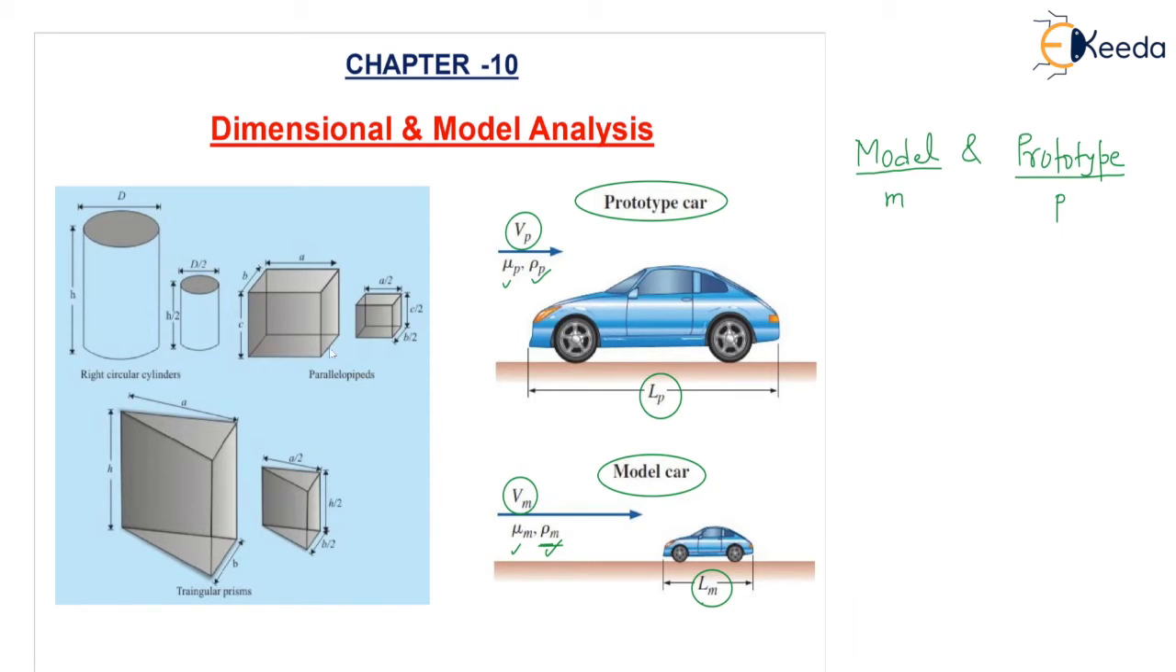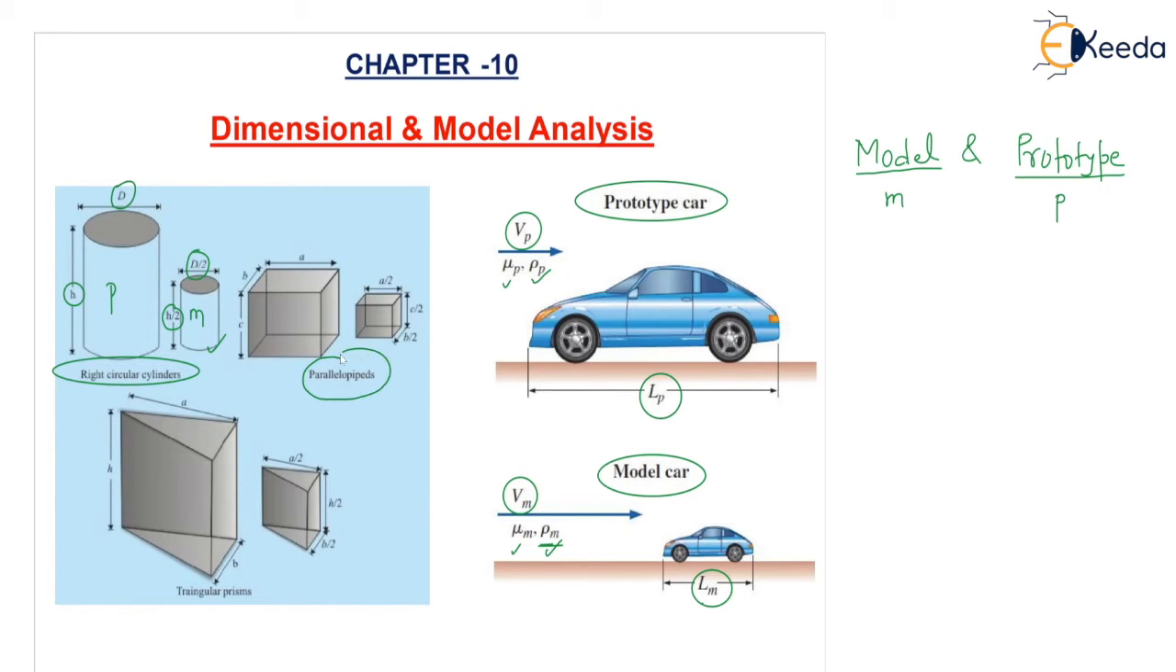Second one is the right circular cylinder. Here you can see h is the height of the cylinder and d is the diameter of the cylinder. This is the prototype. Look at the small size model m. It is h by 2, exactly 50% size is reduced. If you are reducing the height of the cylinder by 50%, then for a perfect model all the dimensions must be reduced by the same scale ratio. So it is d by 2. So I can say yes, it is a model of the right circular cylinder.